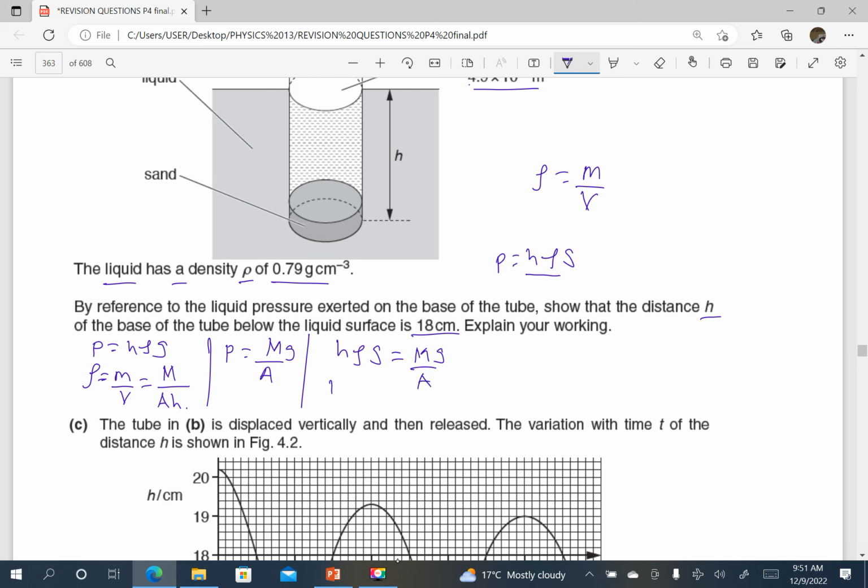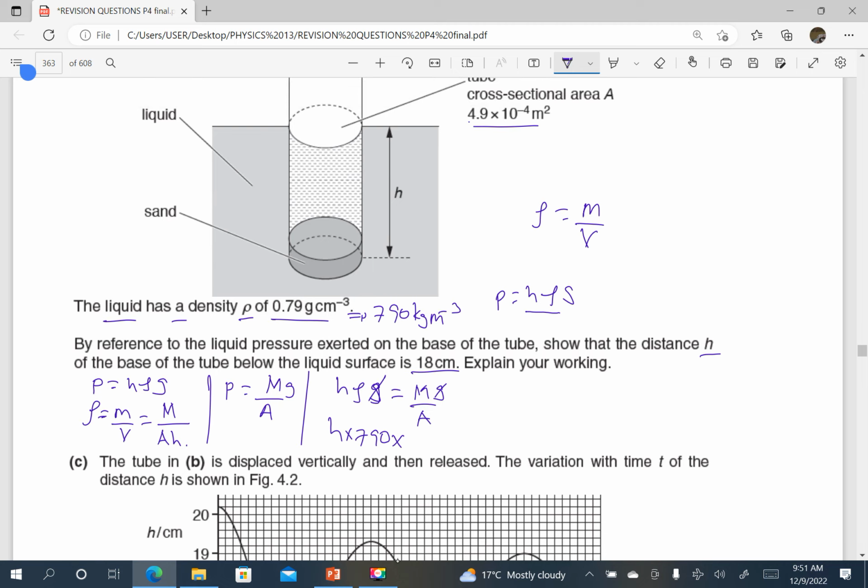So I want H. So I'll say H times the density. The density is 0.79 grams per centimeters cubed, which is the same as 790 kilograms per meters cubed. Of course, G has cancelled. G is useless here. So this will be now times the cross-sectional area. The cross-sectional area was 4.9 times 10 power negative 4. This should be equal to the mass, and the mass was 70 grams, which is 70 times 10 power negative 3. Okay. I've done a lot of mathematics here just to show you that there is a relationship between all these.